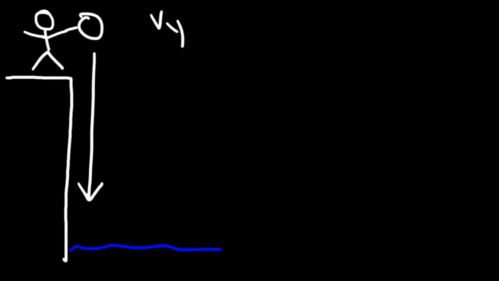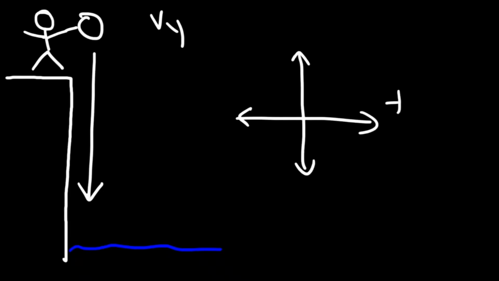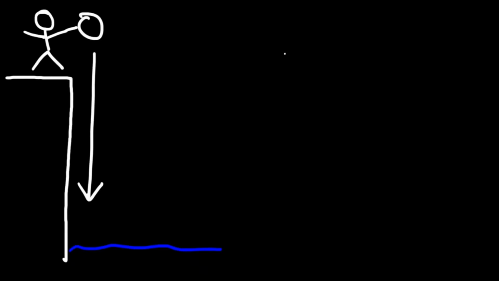Now we have the vertical velocity. Over time, will it become positive or negative? We know that velocity is speed with direction, and the ball is going to be moving in the negative y direction. So this is positive x, this is negative x, positive y, and negative y. It's going down in the negative y direction, so Vy becomes negative.